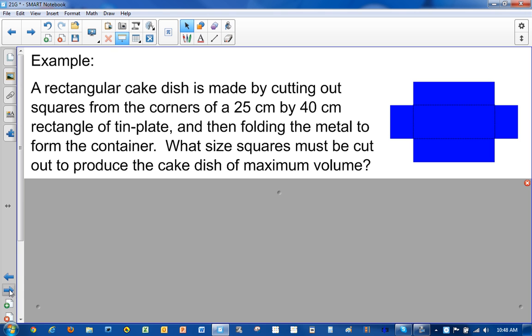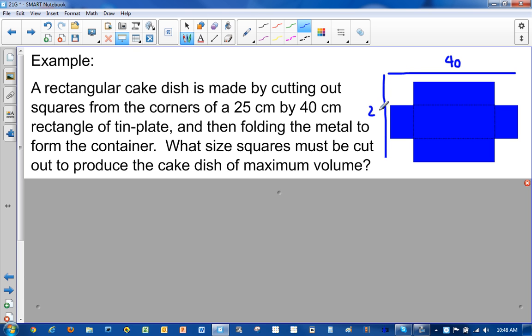We have a rectangular dish, and we're taking a piece of tin plate and cutting out the corners by a certain amount. So it was 25 by 40, so here's my 40, and down here is my 25. I would label that on my picture, and then I'm going to cut a square out of each corner, and we're going to say that the dimensions of that square are x by x, because I don't know how big that square is going to be. And so I'm going to cut out all these corners, and I'm going to fold the thing up, and I'm going to make a box, and I want the box to have maximum volume.